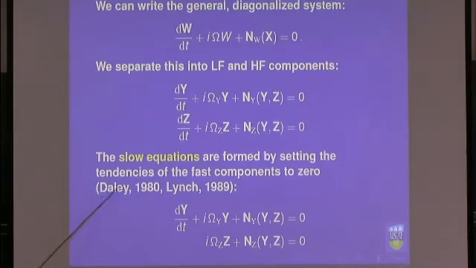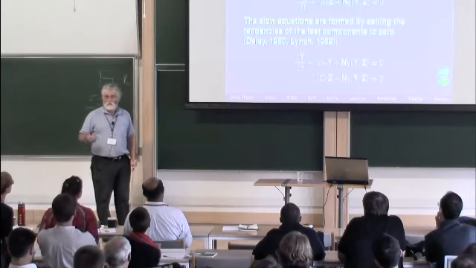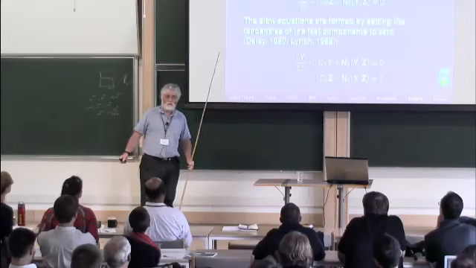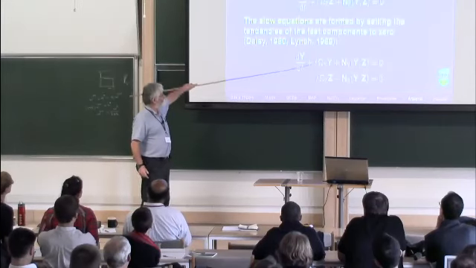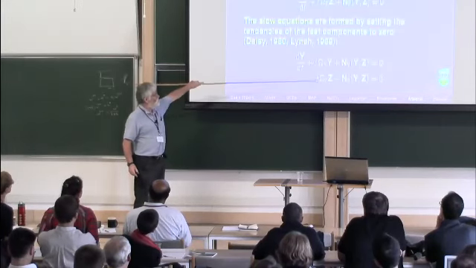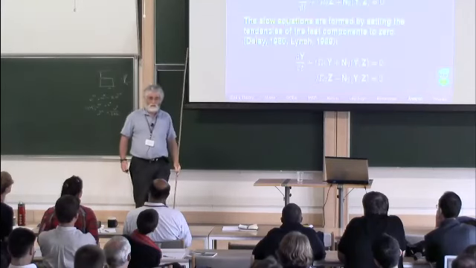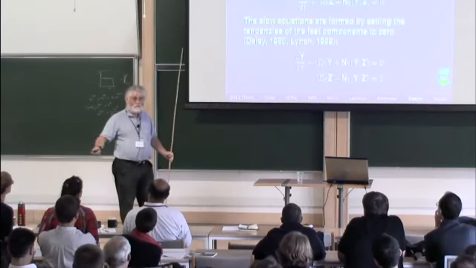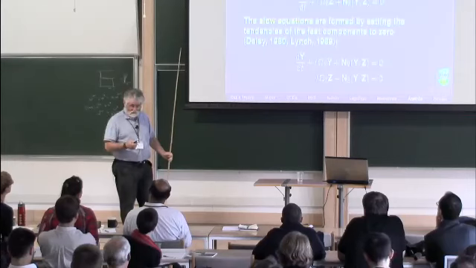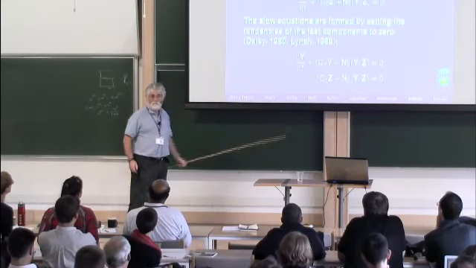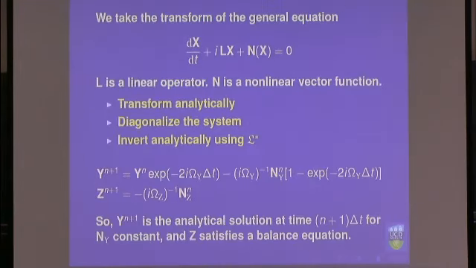Now what Daley did was basically drop this term. He says, okay, let's put the tendency of the fast modes to 0. Now, of course, this is exactly the criterion you use for nonlinear normal mode initialization. So you have a prognostic part for the slow equations and a diagnostic balance equation for the fast ones. And it turns out that if we proceed with the Laplace transform approach, this is essentially what we get, but with one extra benefit, which we'll come to.